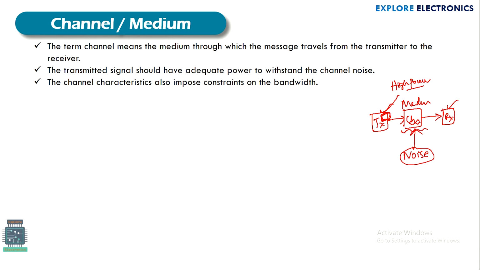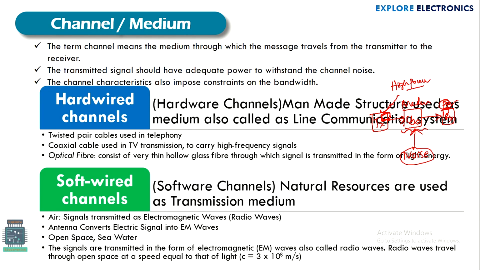So the receiver should also have a power amplifier, so that whatever noise is added in the channel will be addressed carefully at the receiver. So there are two types of channels here. The two types of channels are hardwired channel and soft-wired channel.